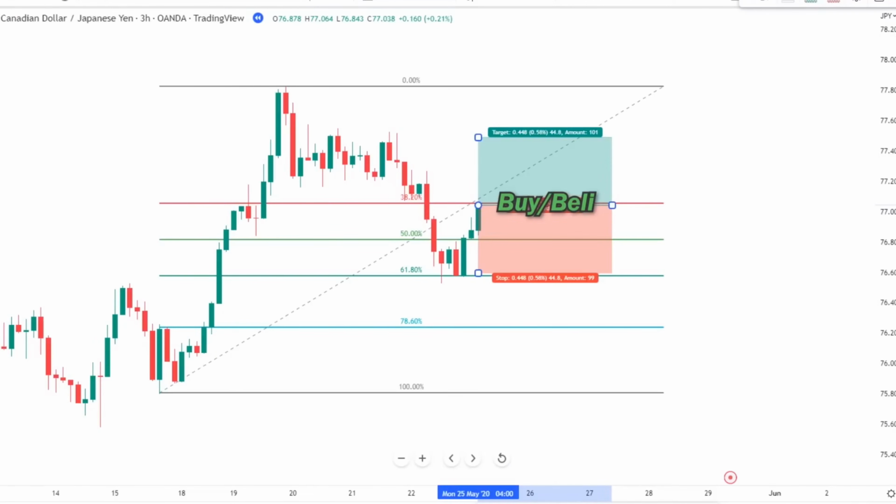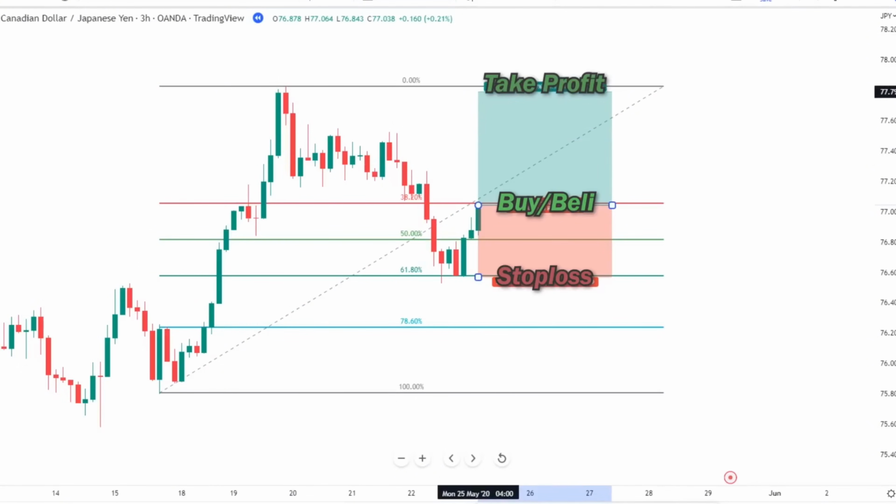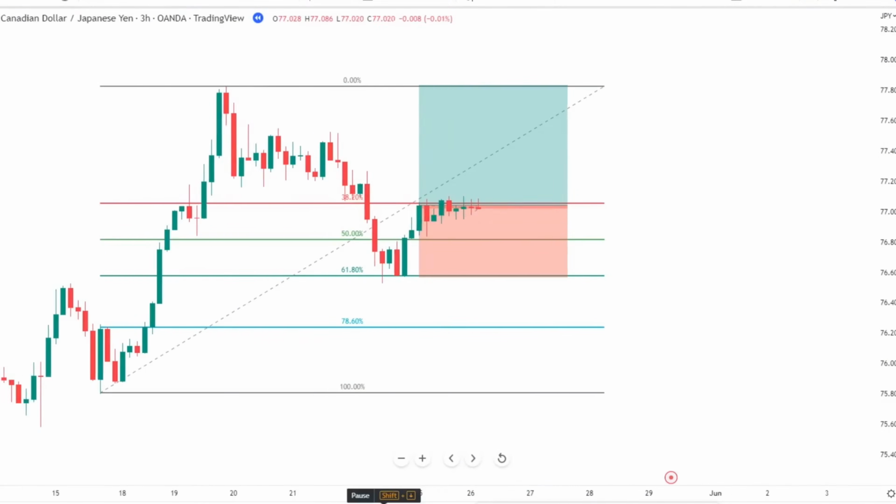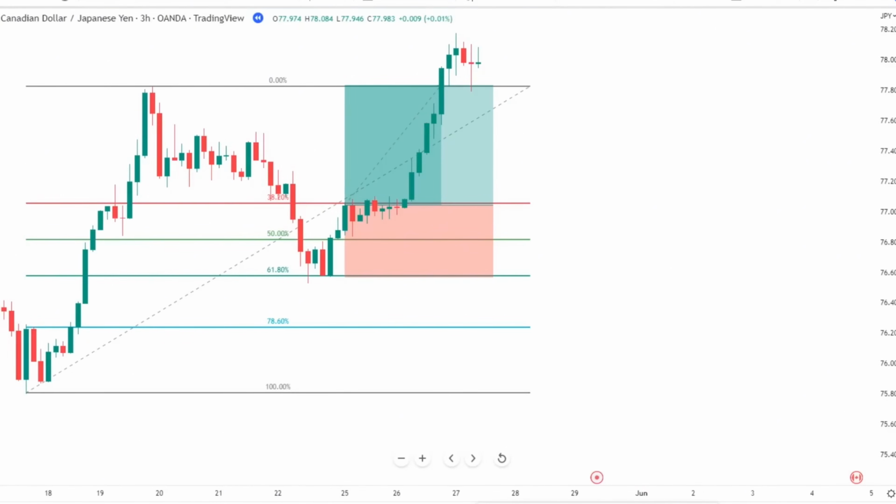For your exit strategy, place your stop loss below the nearest swing low and your take profit at the 0% level. As you can see, the price hit our target.